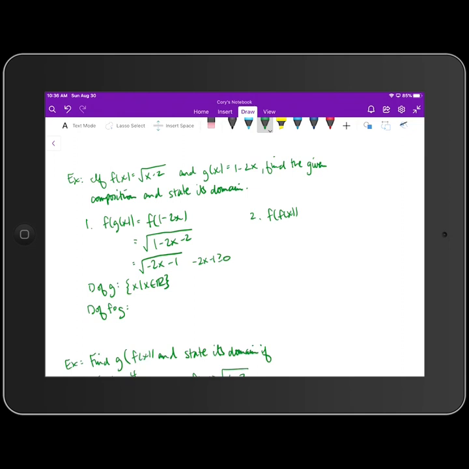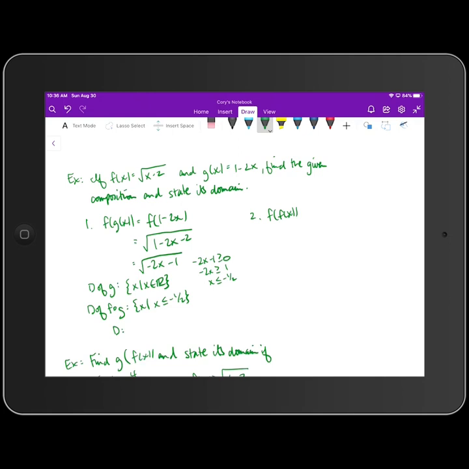So when I add 1 to both sides, we get negative 2x is greater than or equal to 1. When I divide both sides by negative 2, the inequality symbol reverses. So that domain is going to be the set of x such that x is less than or equal to negative 1/2.